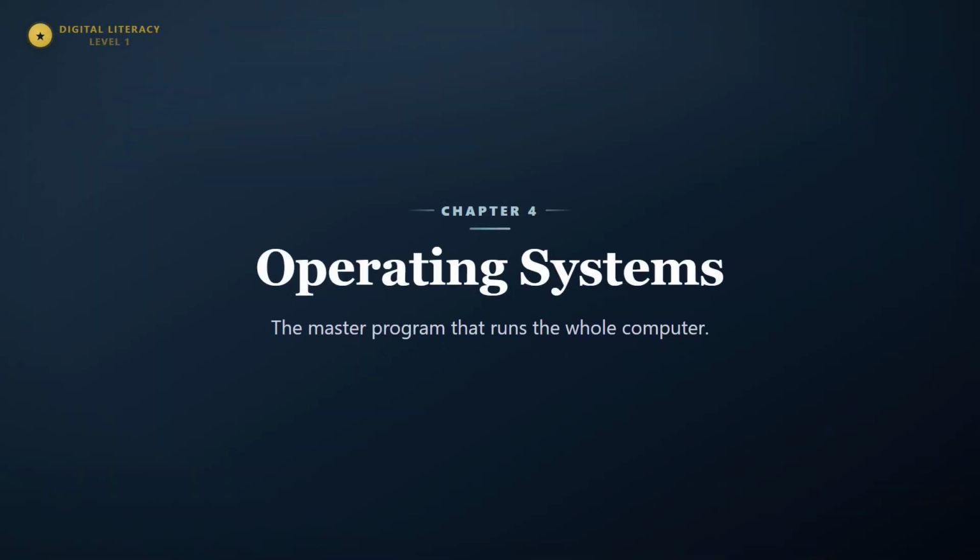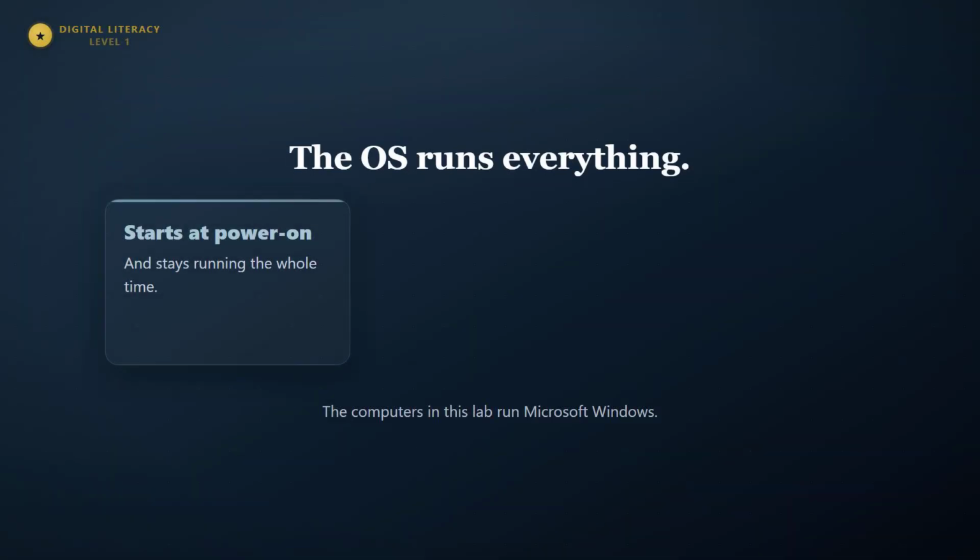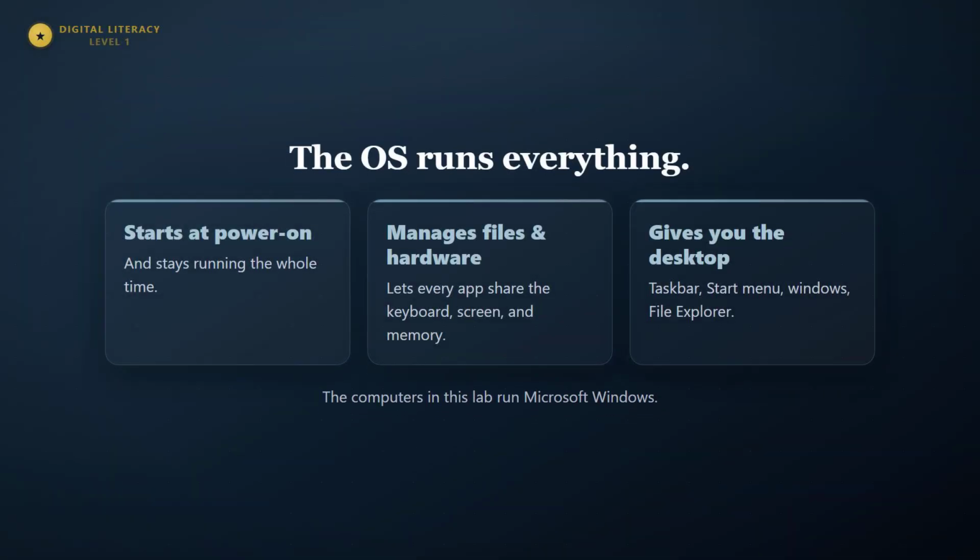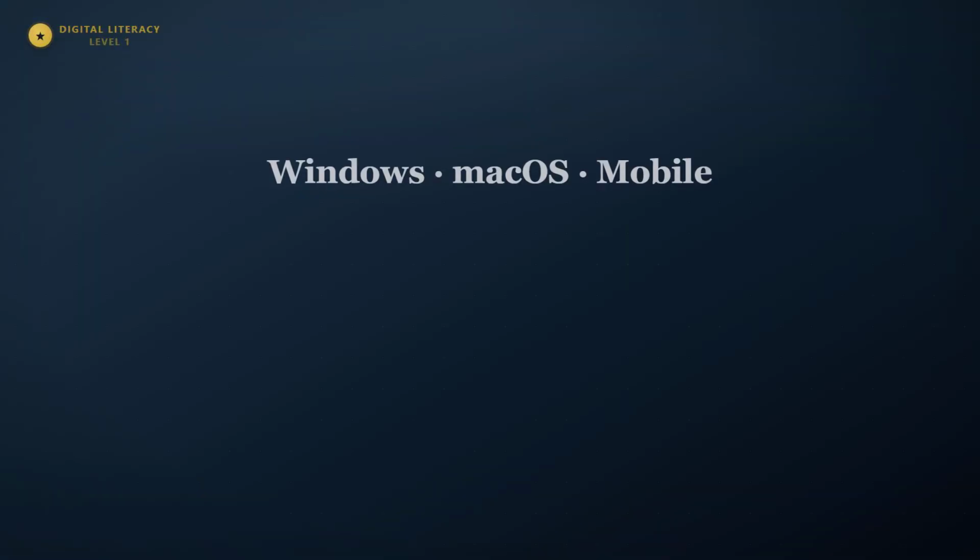Chapter 4, the operating system. This is the master program that runs the whole computer, and once you know one, the rest feel familiar. The operating system, or OS, starts the moment you power on and stays running the whole time. It shows your desktop, manages your files, and lets every app share the keyboard, screen, and memory. The computers in this lab run Microsoft Windows. The OS is what gives you the desktop, the taskbar, the Start menu, your windows, and File Explorer for finding your files. You'll meet 3 families.